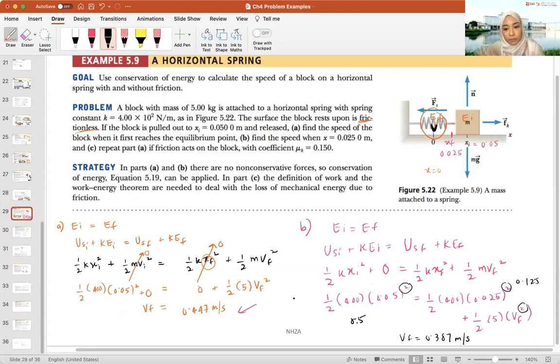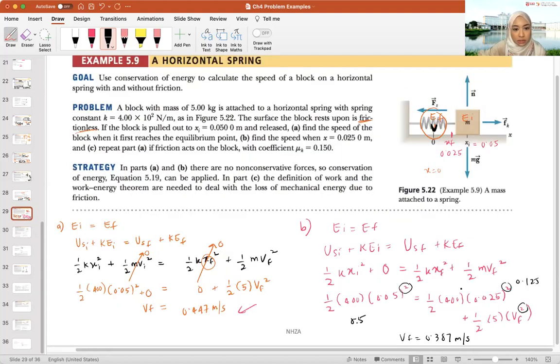Kadang-kadang diorang tengok, oh separuh perjalanan je, maybe this velocity is half. No, it doesn't work like that. You have to use the equation because ada square tu dia jadi complicated sikit. So don't use a shortcut. Use the EI equals to EF. Put in the values betul-betul. Okay, tak boleh bahagi 2 je terus.